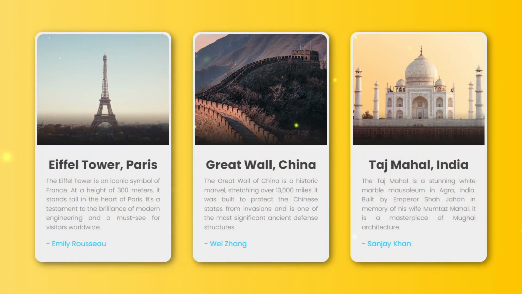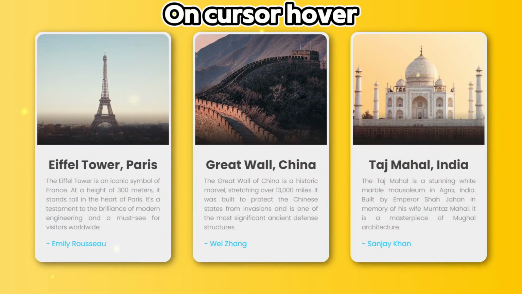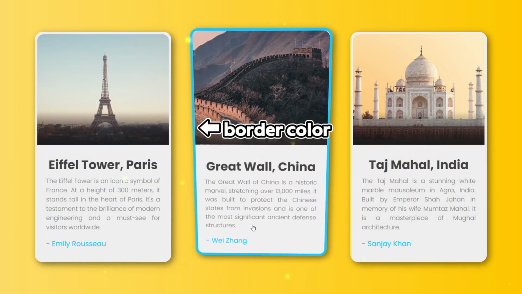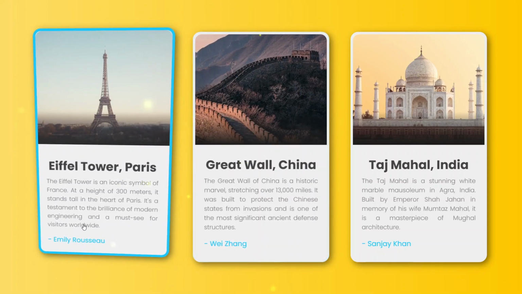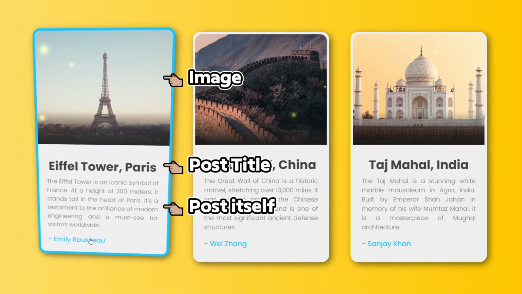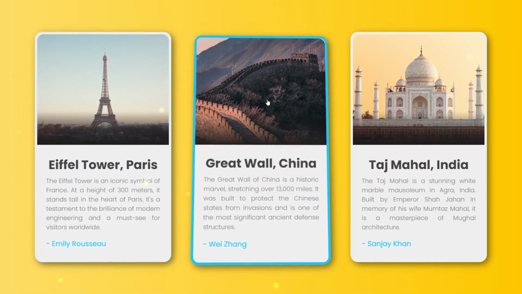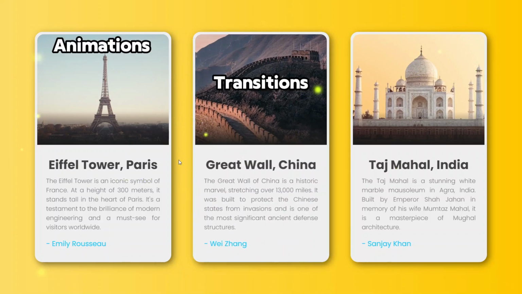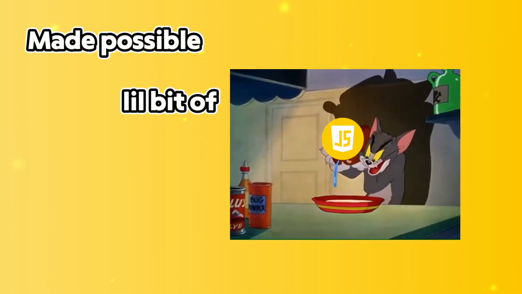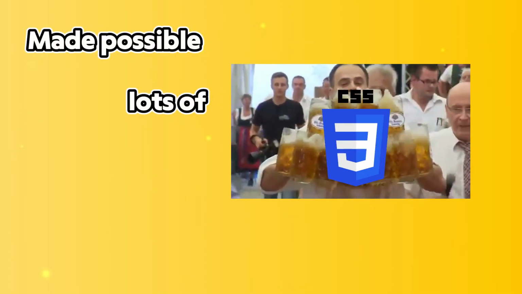Now this looks normal on paper until you start hovering over. Each card has a hover color and it moves in any direction you turn your cursor into. And with each direction, it changes the perspective of the image, the title, the post and the author. Plus it has a mirror effect that is customizable, and it's got animations, transitions and so much more. And all of this is possible with just a little bit of JavaScript and lots of CSS.